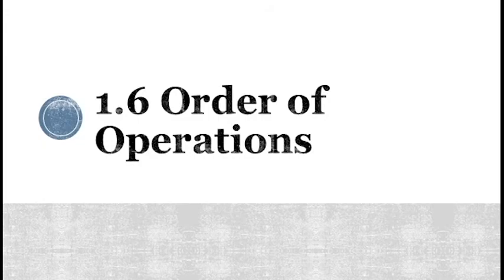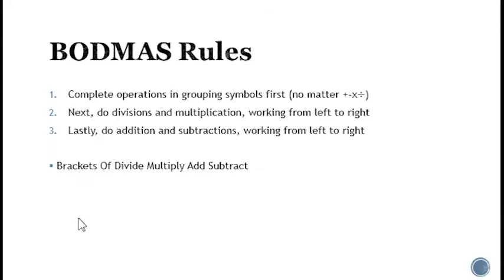Order of operations is like the basic rules of doing math. Complete operations in grouping symbols first. I will show you the different grouping symbols in the next slide. Next, do division and multiplication, working from left to right. Lastly, addition and subtraction from left to right. So basically, you solve the brackets, then solve multiplication or division from left to right, and lastly, addition or subtraction from left to right.